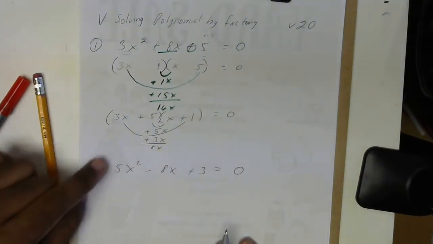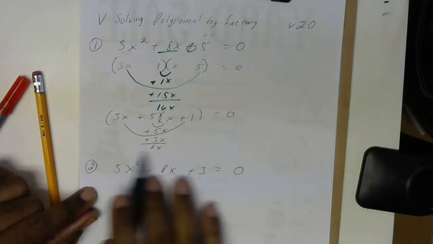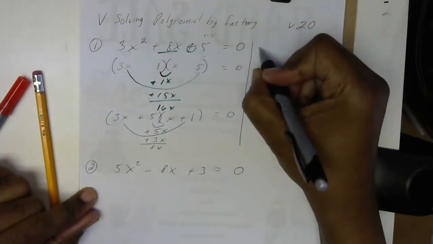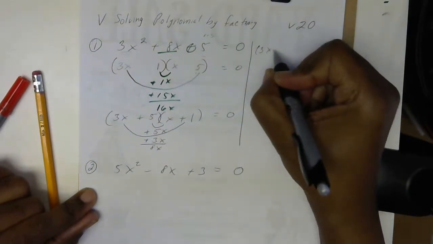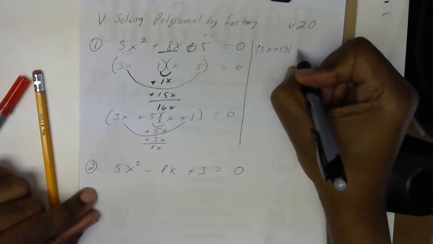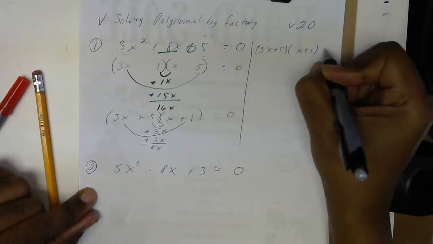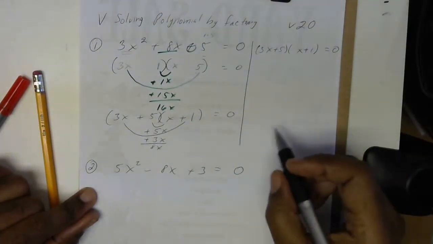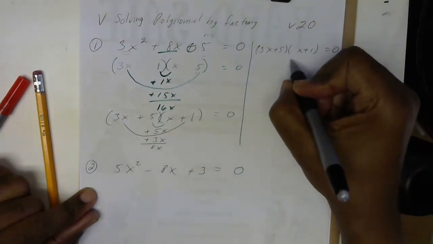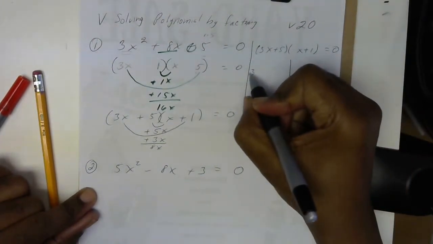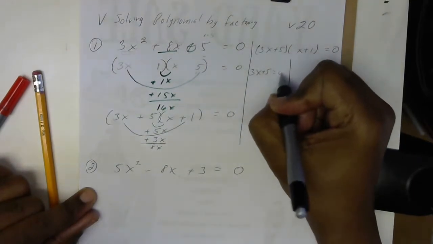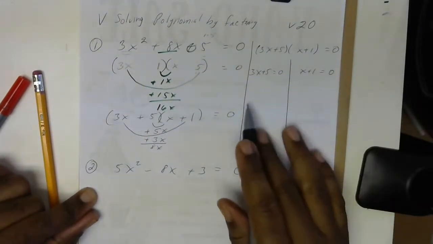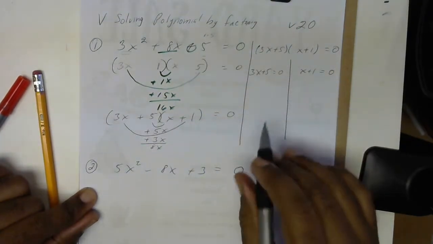Okay, now that I have all this, I need more room and this is in the way. So I'm just going to go over here to continue this problem because I ran out of room. So what I have now is 3x plus 5 and x plus 1, and that all equals 0. So from here, I'm going to take the pieces individually, split them up, and say 3x plus 5 equals 0, and x plus 1 equals 0. And then I'm going to solve for x for each of these.